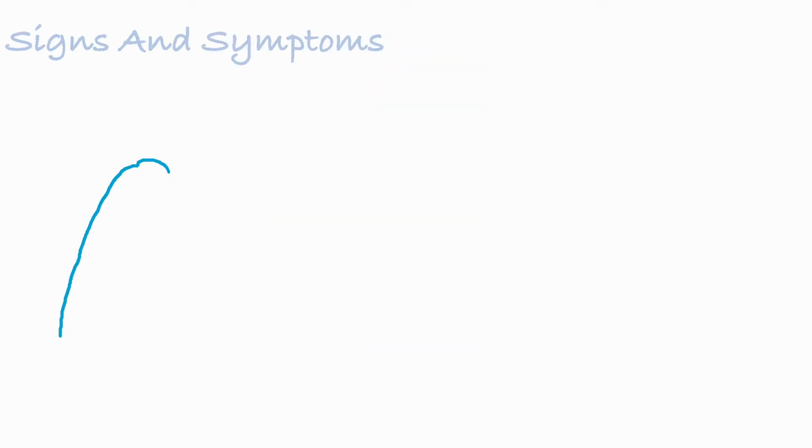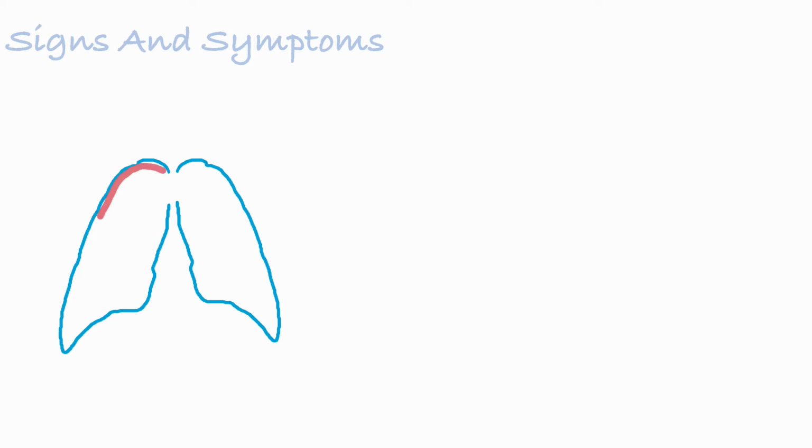Some of the signs and symptoms of pleural effusion can be shortness of breath, decreased breath sounds, decreased fremitus, which is the vibration heard with talking, dullness to percussion, and chest pain. This chest pain is known as pleuritic chest pain or pleurisy. This is caused by inflammation of the pleural layers themselves.